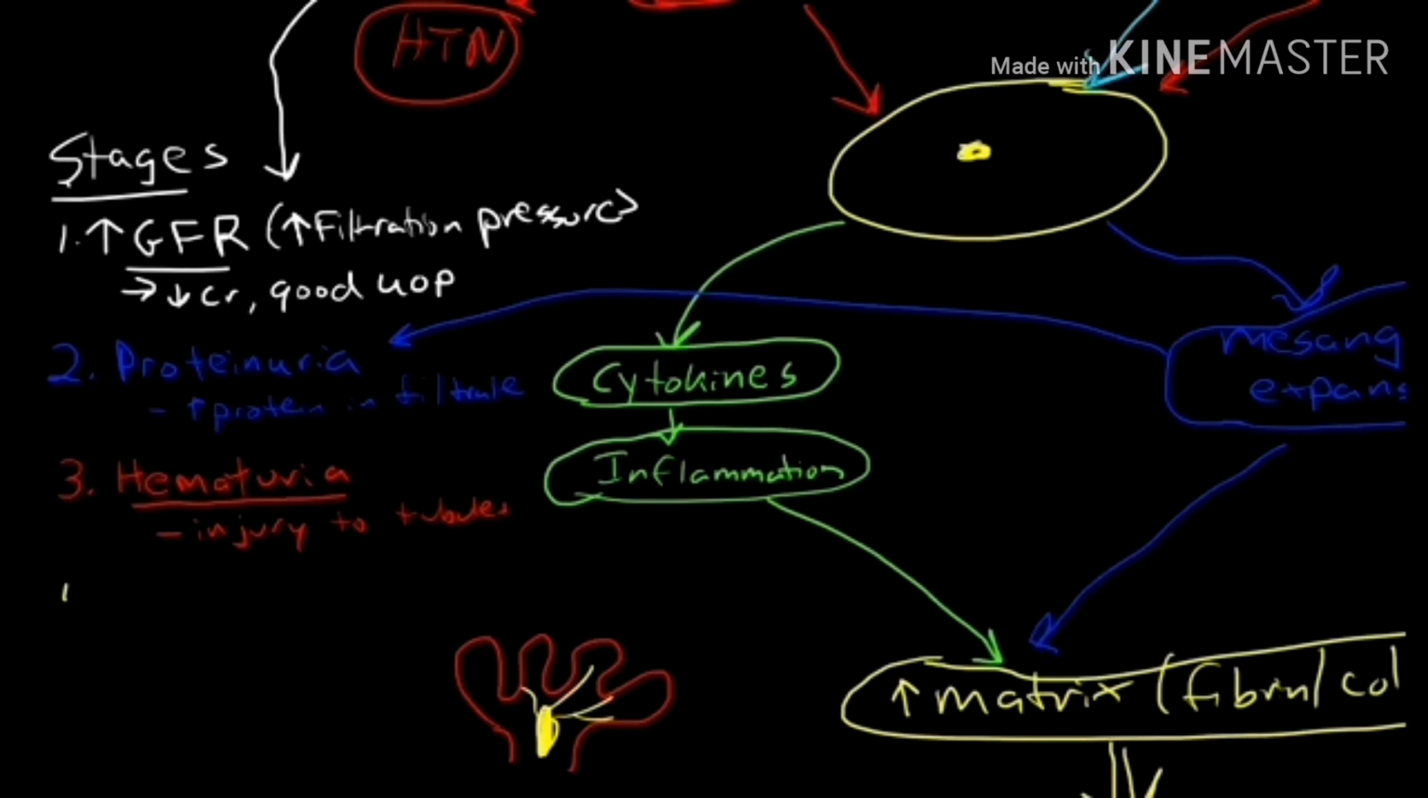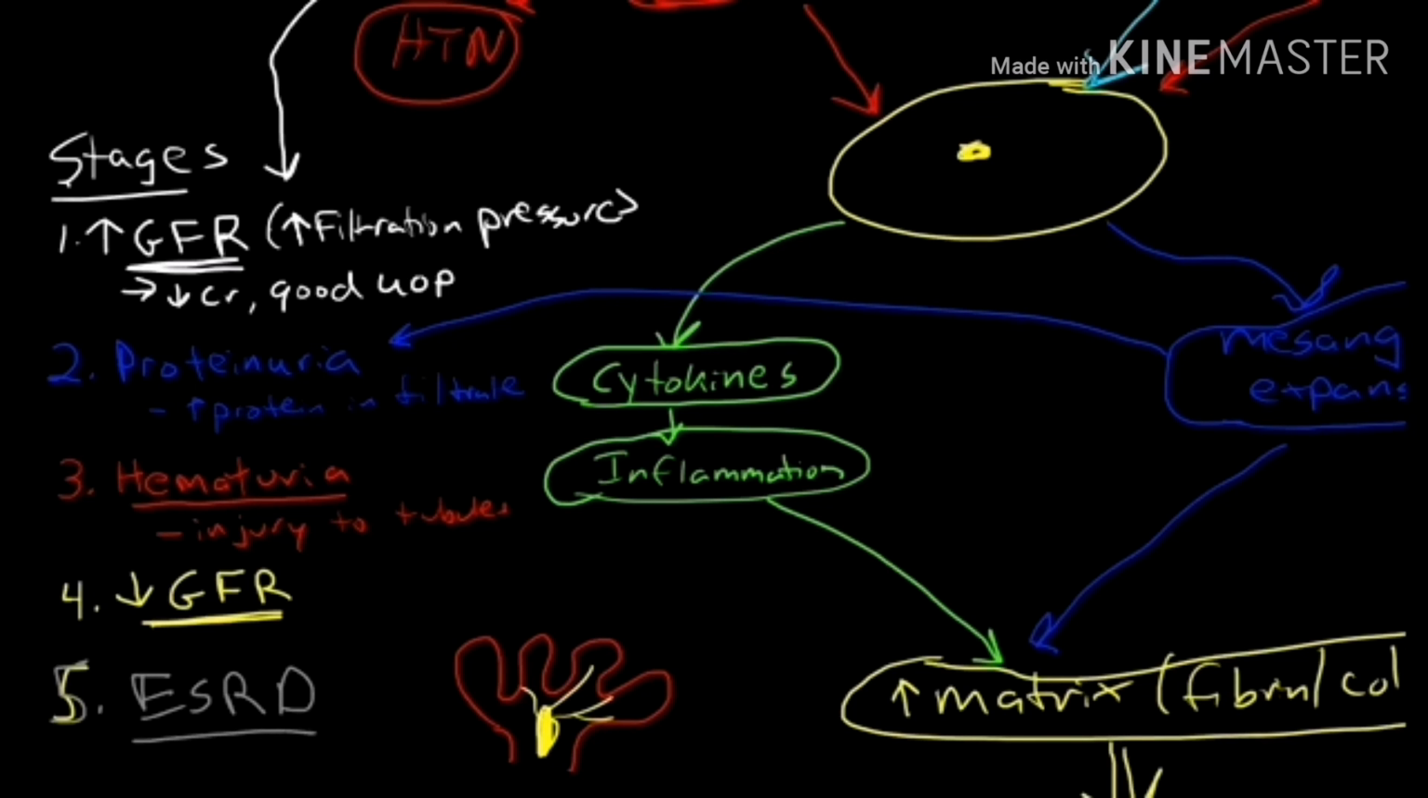Then as the process continues and we have nephrons beginning to die in significant numbers, we will begin to notice a decreased glomerular filtration rate. Remember, we started out with actually an increased glomerular filtration rate, but now we've gotten to the point where the nephrons are dying and we have a decreased glomerular filtration rate. And then, of course, the last stage is going to be end-stage renal disease, when we have so few nephrons that we no longer can maintain the major functions of the kidney.